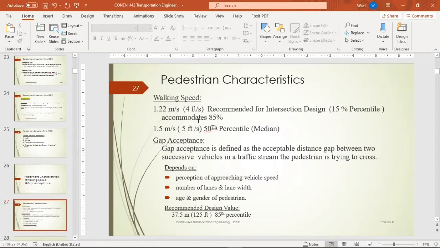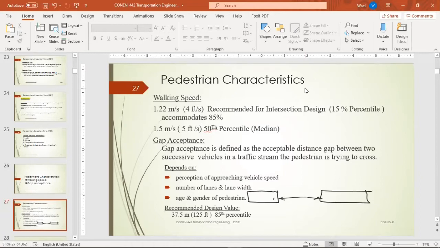Gap acceptance, basically, is when there are two cars, for example, there's a car here and there's another car here. This is the distance here. This is the gap between two following cars. What is the acceptable gap for pedestrians to cross? So that's the gap acceptance criteria.